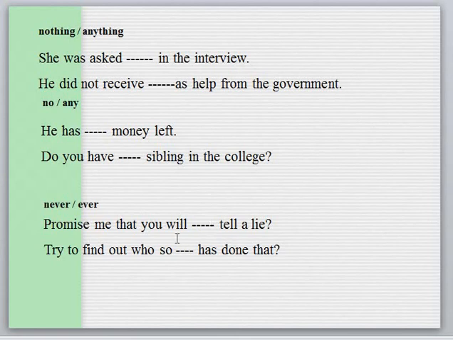Try to find out whosoever has done that. Okay, so it is actually a question, and this is a very commonly used word, whosoever has done that. Okay, so this is how we are going to deal with double negative words in case of standard English, and we shall be following these rules whenever we see two negative words within a same sentence.